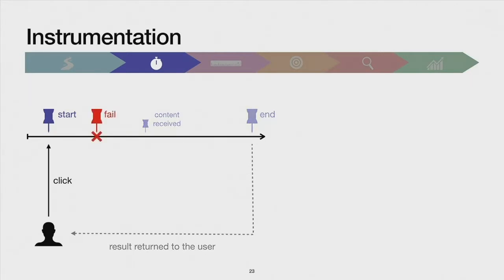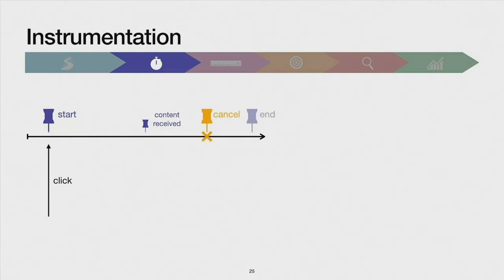At any point in the flow, there might occur an error. In this case, we would mark the flow as failed and attach some useful debugging information, such as the error message and the stack trace. For debugging, it's important to know where in the flow the error occurred. Was it before or after the response returned, during rendering, or somewhere else?